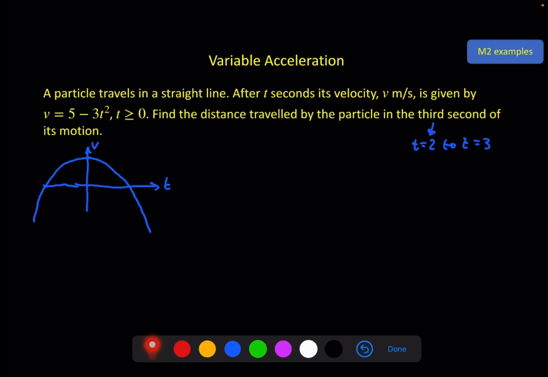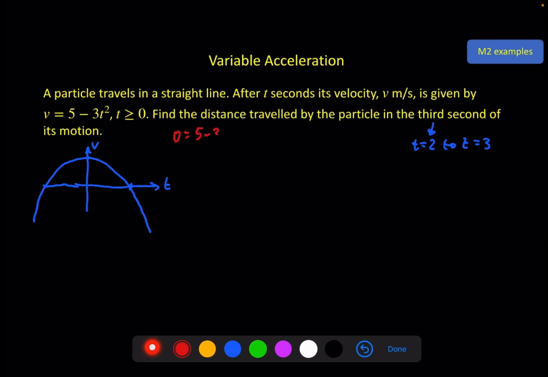So what I want to make sure is that this crossing over of the t-axis does not happen between t equals 2 and t equals 3, because then I'm going to have some parts of the area cancelling out in the calculation, and I would have to split it into pieces, like I said in the previous one. So the key point to know is, when does this cross the t-axis? That's when v is equal to 0.